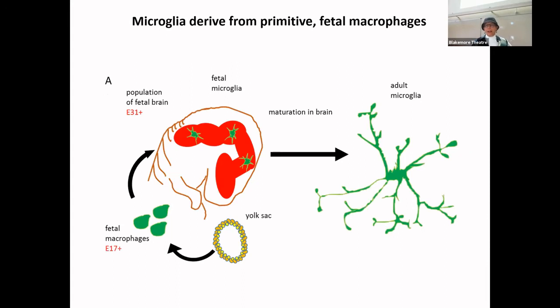So microglia are the resident phagocytic cells of the brain, and they are related to macrophages that you find throughout the tissues of the body. They derive in embryogenesis from the yolk sac, as primitive macrophages, and they migrate into the developing embryo where these primitive macrophages populate all of the different tissues and lead eventually to things like Kupffer cells in the liver and also in the brain. They become fetal microglia. They complete their maturation in the context of the brain and become the sort of ramified adult microglia that we're used to looking at.